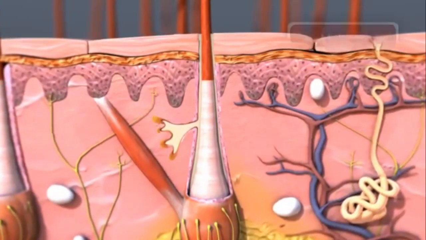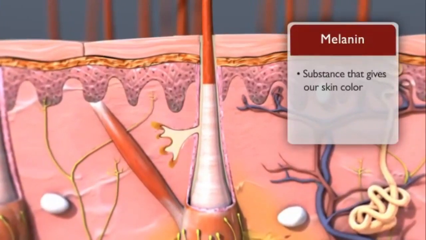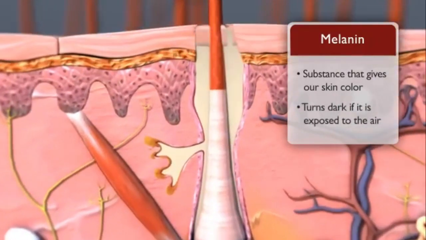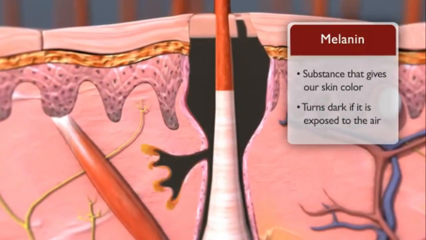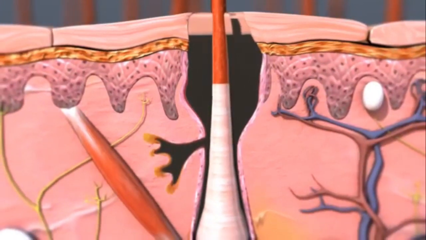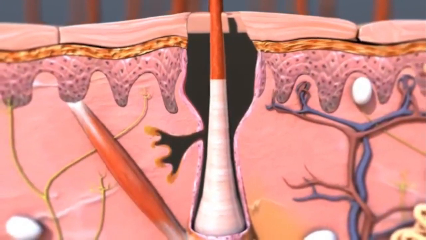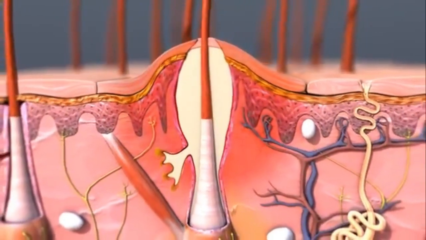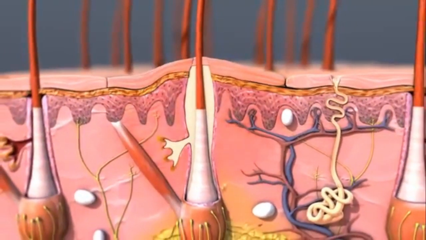Sebum contains a pigment called melanin, the same substance that gives our skin color. Melanin turns dark or oxidizes if it is exposed to the air, which is why blackheads are dark. They are not dirt, and scrubbing does not remove them. Both blackheads and whiteheads can release their contents and heal, although this process can be slow.